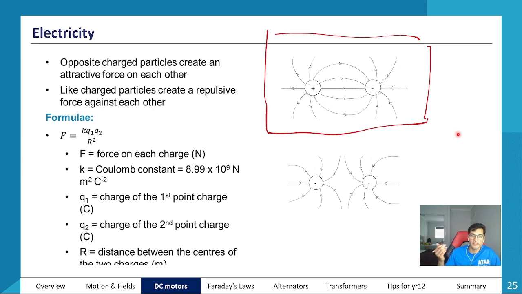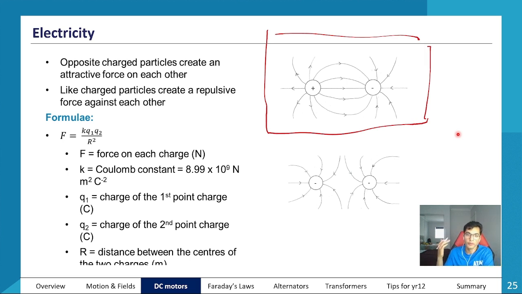However, if you were to have two like charges, say negative negative, positive positive, they would repel. And the most common example of this is if you have a magnet. If you have two south ends, or if you have two north ends, they will repel each other.